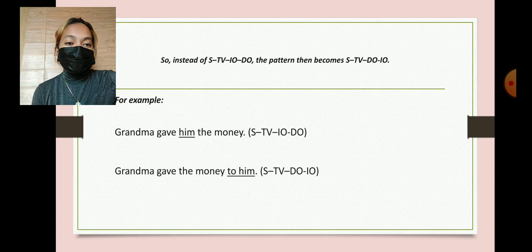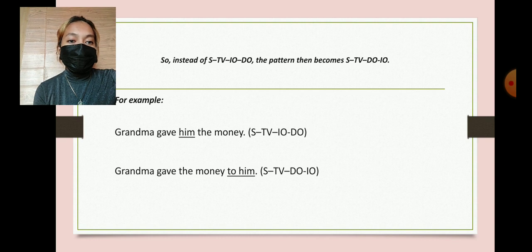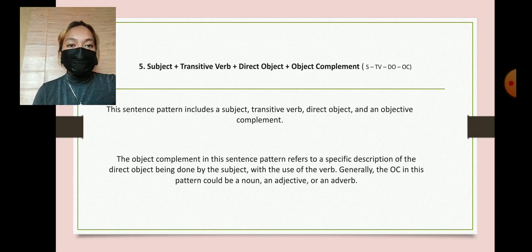The underlined word in the first sentence is the indirect object, while in the second sentence the underlined words are to him. So this is now the indirect object. As you can see, the indirect object in sentence 2 can be found in the last part of the sentence. Some grammarians insist that it is acceptable in English.